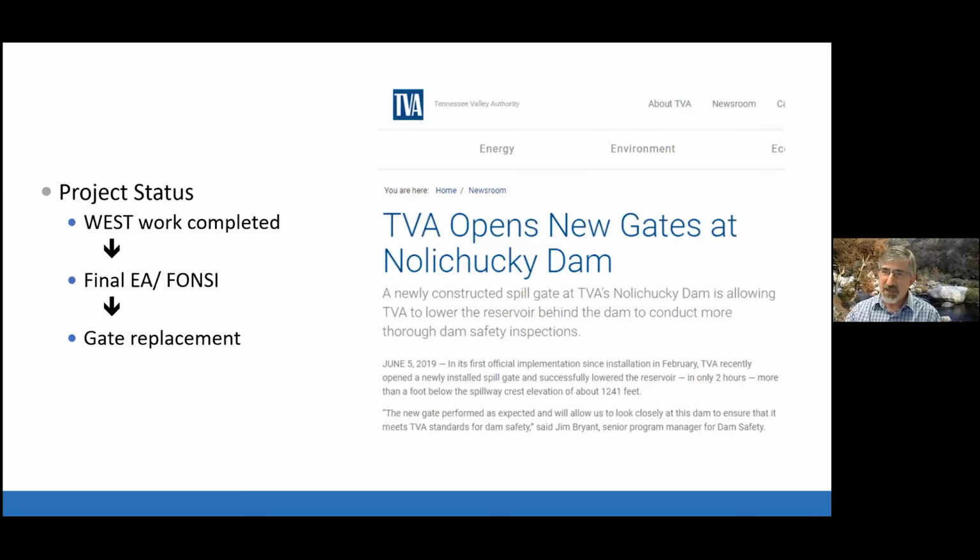And this is just after we did our work, they were able to go in and install the new gates. They had an environmental finding of no significant impact, so that really smoothed the way.